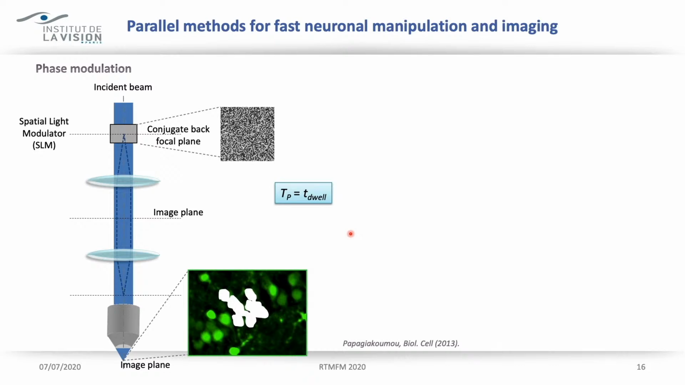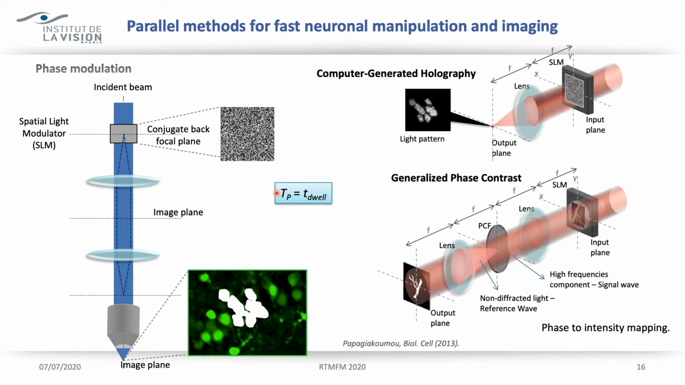In the previous examples, parallel approaches are combined with scanning to increase the excitation volume. Full parallel two-photon excitation approaches use phase modulation to increase the lateral extent of the excitation beam in a scanless way. Full parallel approaches are time limited only by the dwell time of the physiological process under study, and such methods include the use of computer-generated holography for projecting arbitrary excitation patterns, or generalized phase contrast, an interferometric-based technique that transforms a phase modulation to an intensity pattern.